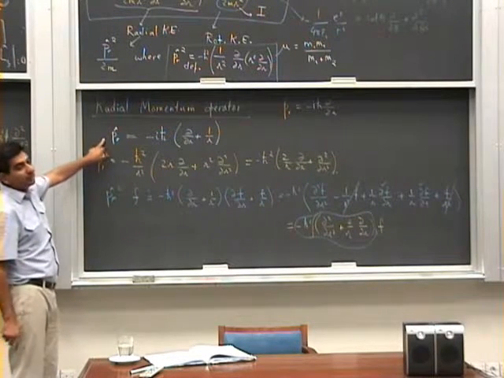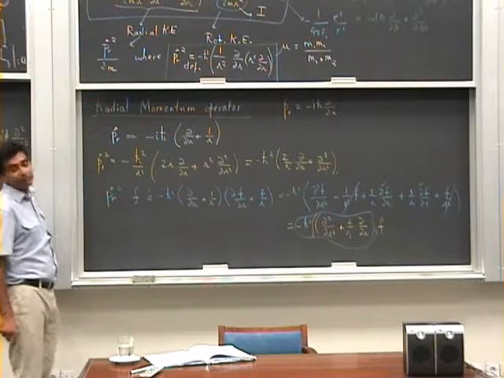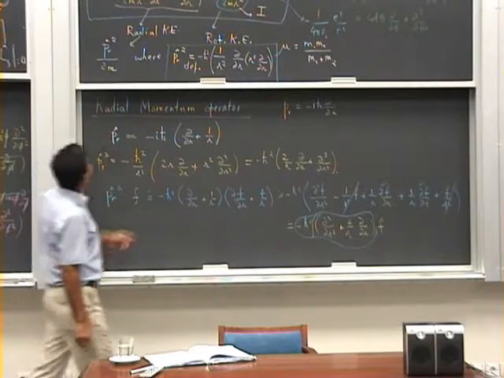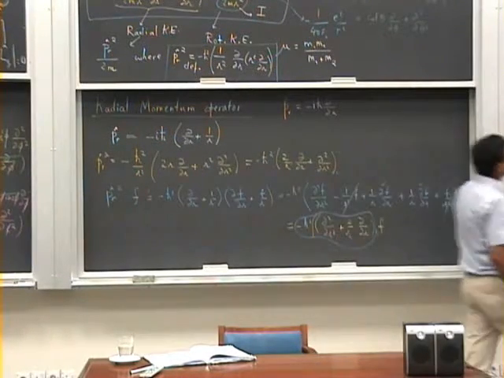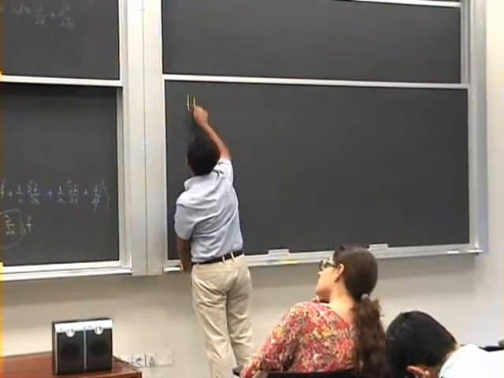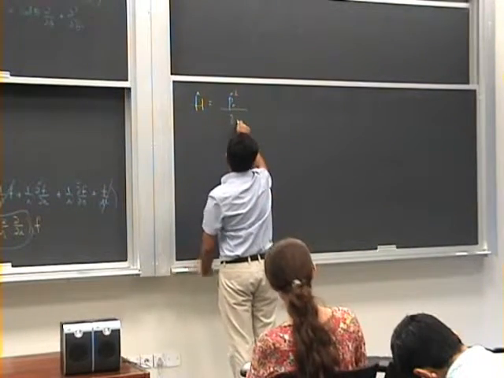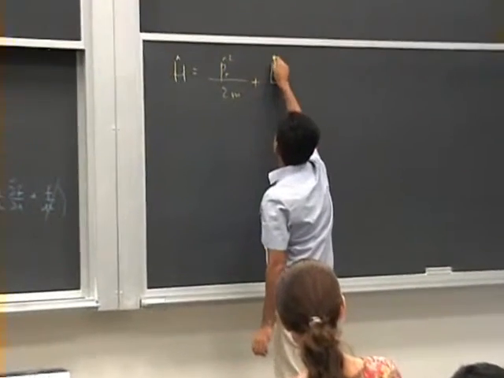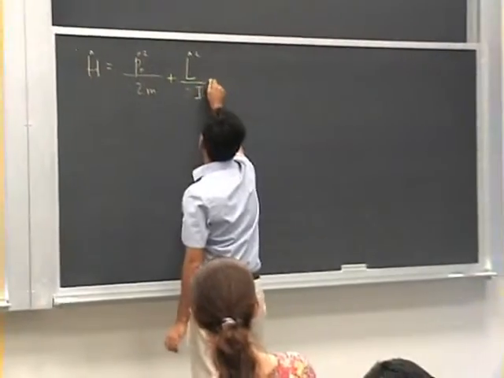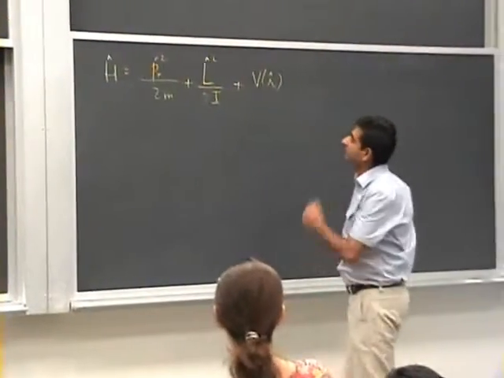So this is the radial momentum operator. This is the square of the radial momentum operator, and its expectation value corresponds to the radial kinetic energy. Okay. Now what we have here is our Hamiltonian H. Hamiltonian H is PR squared over 2m plus L square over 2I, where I is the moment of inertia, plus the potential energy, right? I can put in a hat on this if I like.